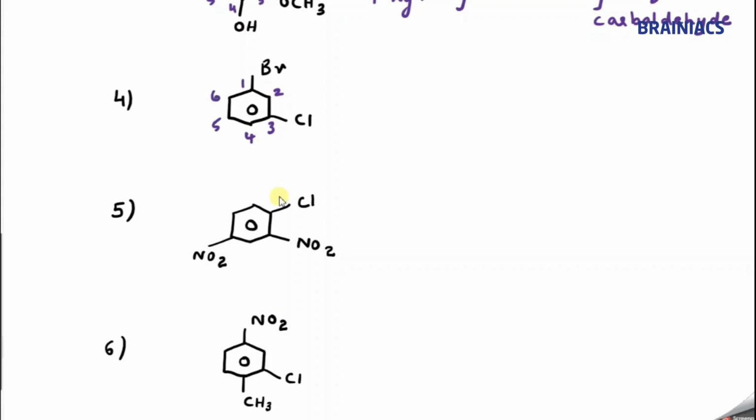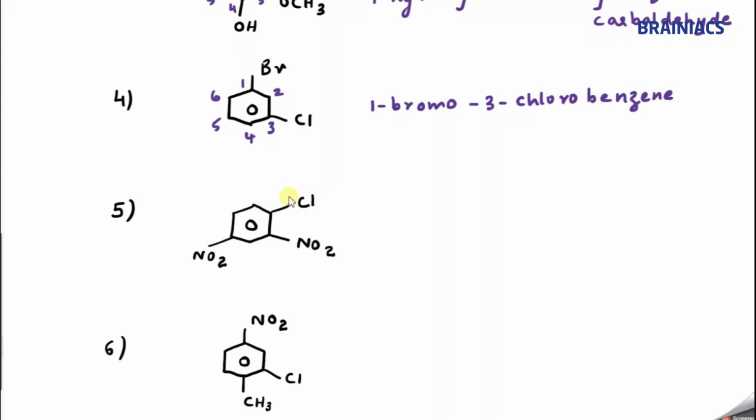So I can say the name of this compound is 1 bromo, correct? 1 bromo 3-chlorobenzene. Base compound is benzene. So 1 bromo 3-chlorobenzene. Very important. Alphabetical preference is very important when two substituents are there.